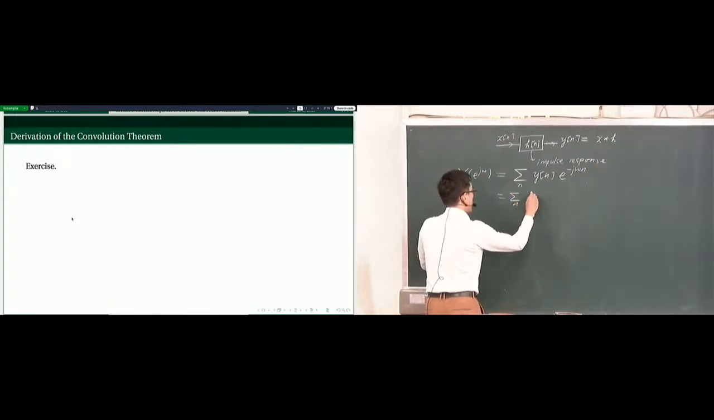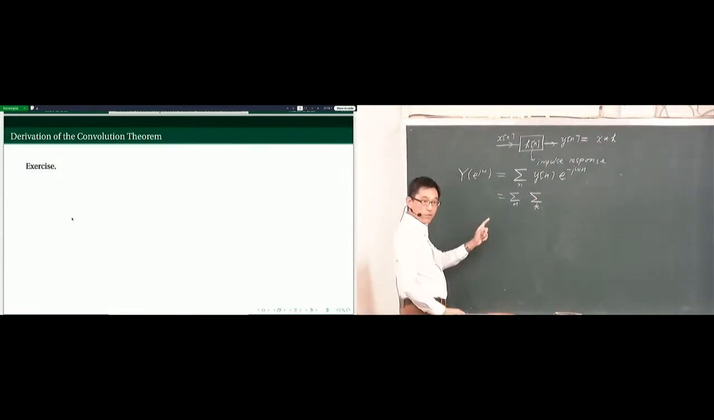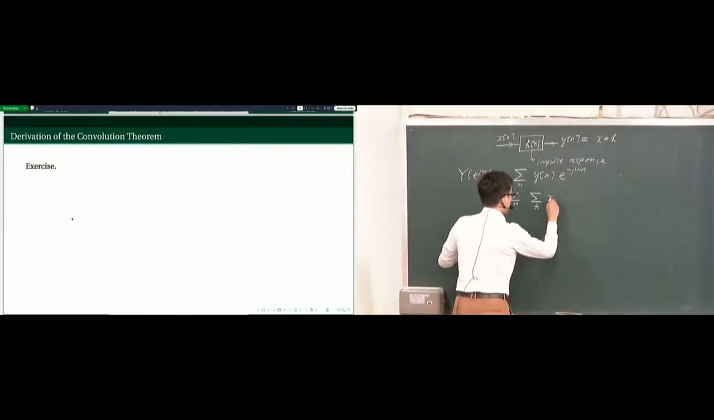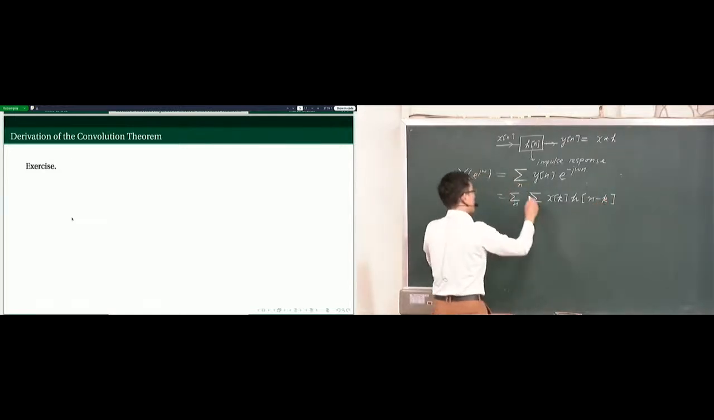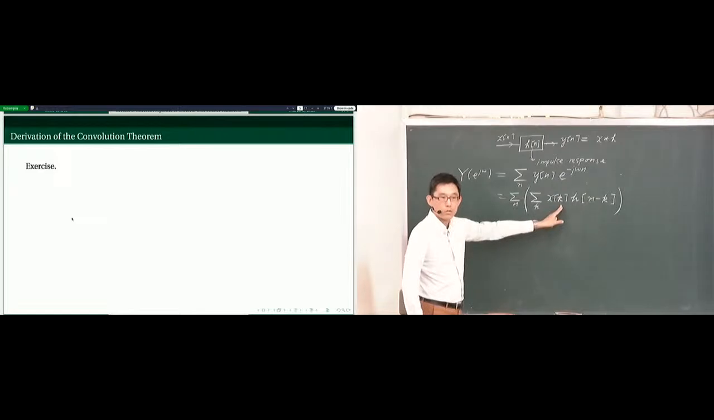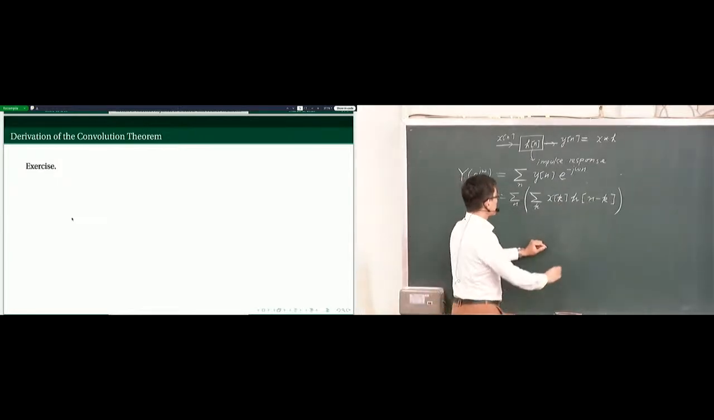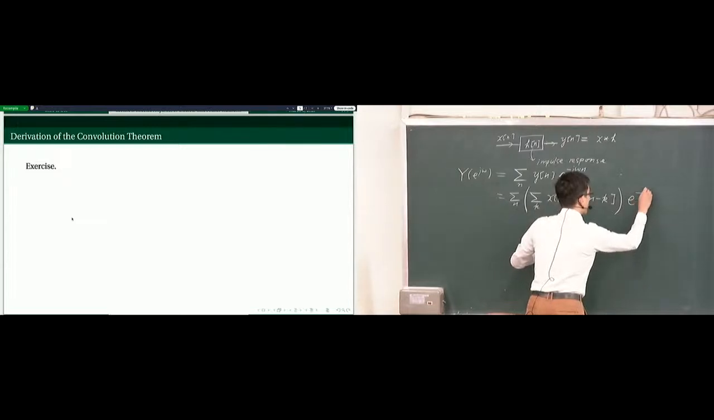So y[n] is a summation over all k, the convolution, x[k] h[n minus k]. That's y in time domain by definition. Okay? And we copy this term right here.